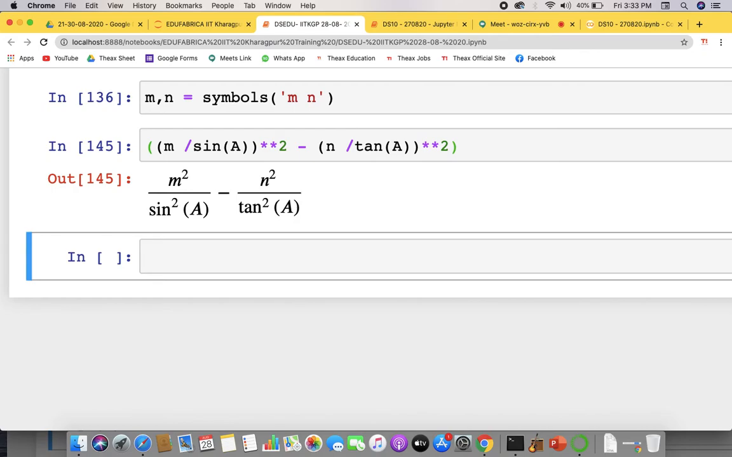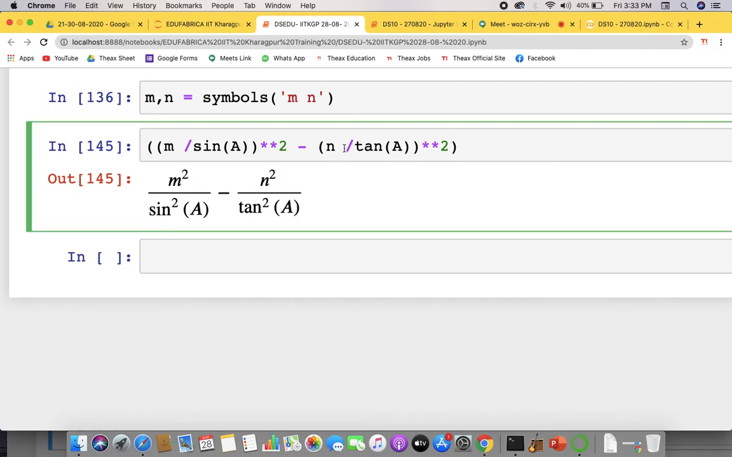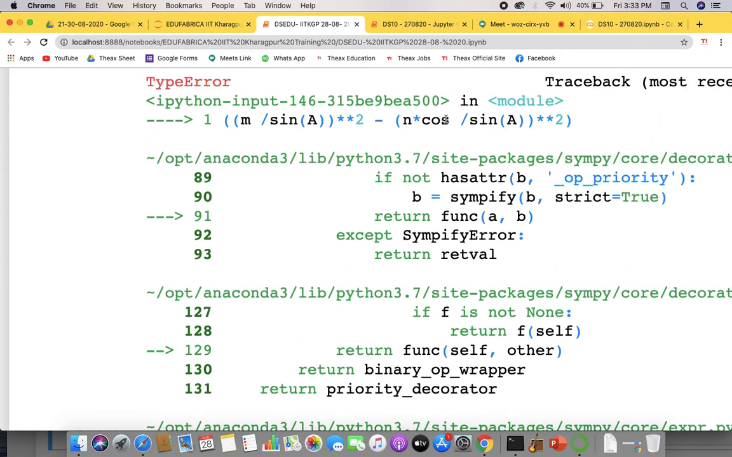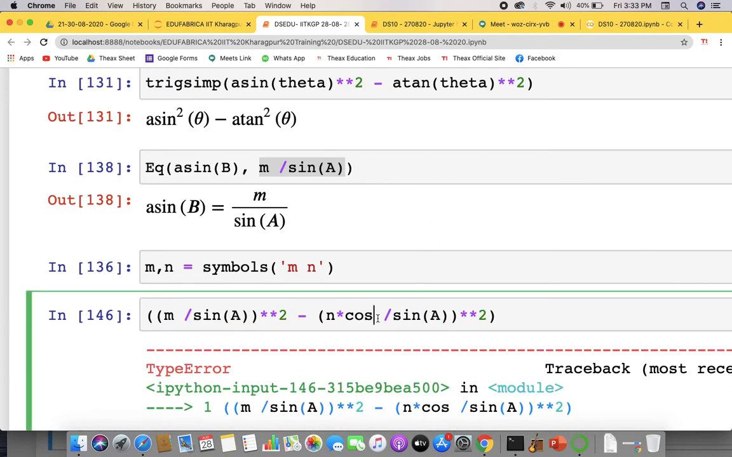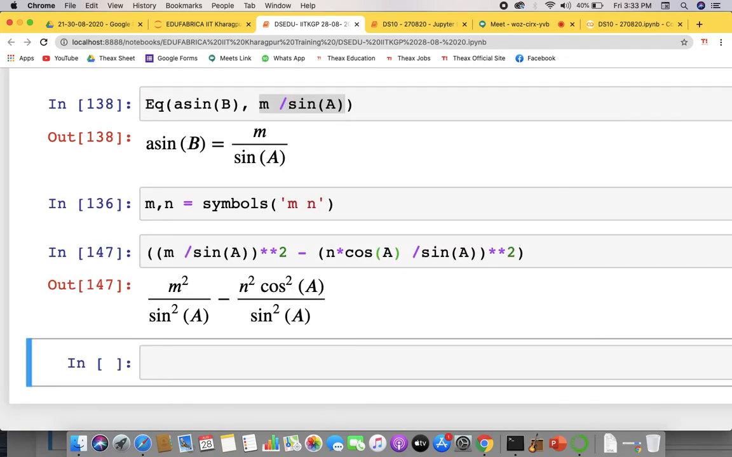tan square, we can write it as n cos square by sine square, right? That is for the tan, we can replace it by n multiplied by this cos, and in the below we can write this to be the sine, and this would be cos of a. This would be n square cos square a by sine square a, like in the next equation.